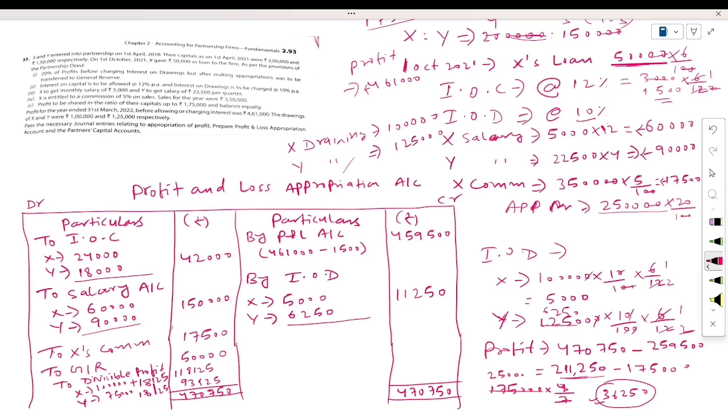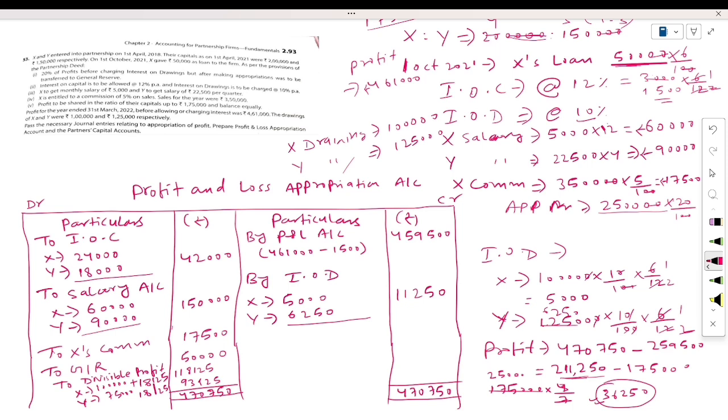If we talk about the journal entries, then journal entries are very simple. First of all, first entry we will pass to charge the interest on loan to the partners through the profit and loss account, not the profit and loss appropriation account. So the first entry we will pass profit and loss account debit to interest on loan account. After the remaining balance, this remaining balance will be transferred to the profit and loss appropriation account. What entry you will pass? Profit and loss account debit to profit and loss appropriation account.